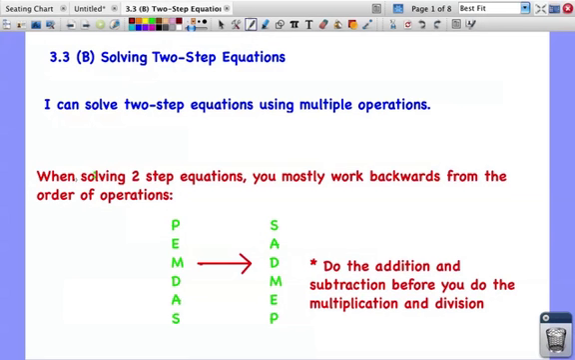Now let's take a look at this. When solving two-step equations, you mostly work backwards from the order of operations. We have spent our entire educational careers learning this, PEMDAS, very, very important. Now we're going to ask you to do that backwards. You've always been told to do parentheses first, then exponents, then your multiplication and division, then your addition and subtraction. Now with solving equations, I'm going to want you to do your subtraction and addition before you do your multiplication and division. So let's take a look at what that is going to look like.